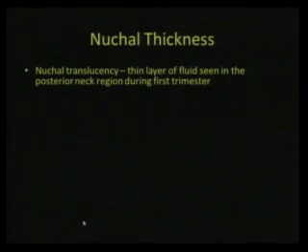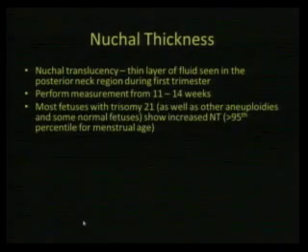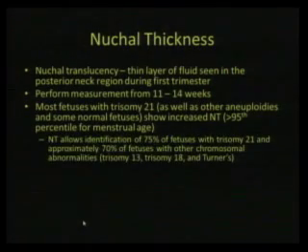Basically, the nuchal translucency is a thin layer of fluid seen in the posterior neck region during the first trimester. Again, the timing is important. The measurements are performed between 11 and 14 weeks. Most fetuses with trisomy 21, as well as some of the other ones, and even some normal fetuses, have an increased nuchal thickness of greater than the 95th percentile for the menstrual age.